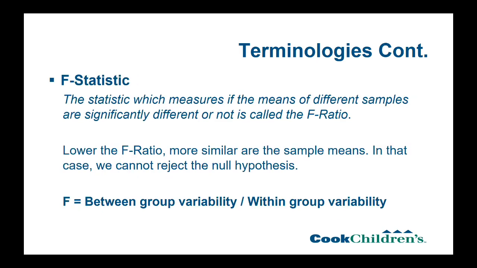So the next terminology that is important is F statistic. This statistic measures if the means of different samples are significantly different or not, and it's also referred to as F ratio. When you have a lower F ratio, that means the more similar are the sample means. In that case, you do not reject the null hypothesis. And this, just the formula, is the between group variability divided by the within group variability. And the breakdown of that was what I explained earlier.